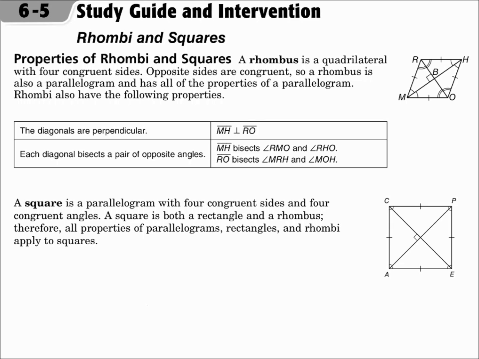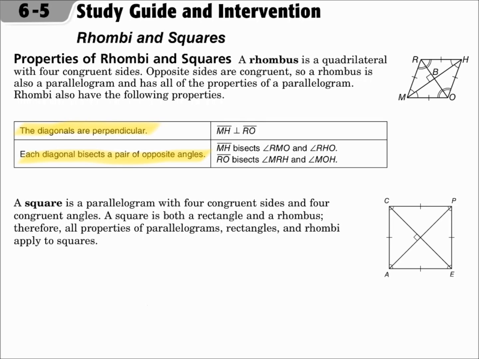A rhombus is a quadrilateral with 4 congruent sides. Since opposite sides are congruent, it's a parallelogram, so you have all the properties of a parallelogram. Rhombi, which is the plural of rhombus, also have perpendicular diagonals, and each diagonal bisects a pair of opposite angles.